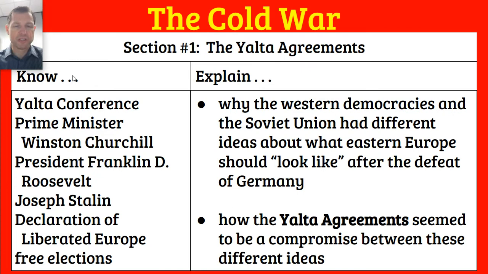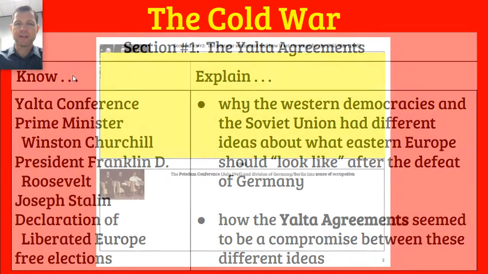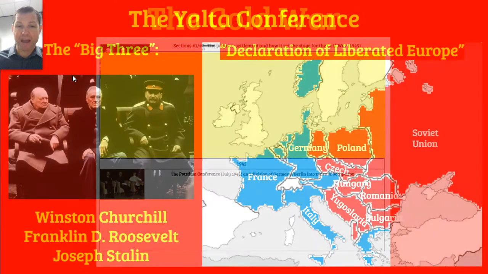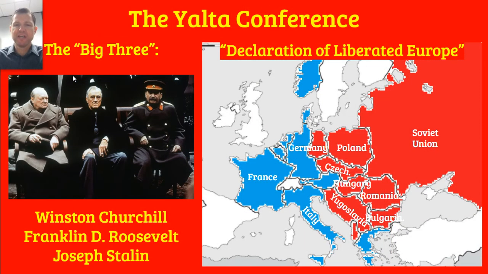So you're going to learn about the Yalta Conference. We'll reintroduce you to Prime Minister Winston Churchill, President Franklin D. Roosevelt, and Joseph Stalin, and discuss their declaration of liberated Europe and the free elections that declaration promised. So we're going to start at the top of page 5. And as we do that, you may want to page through to the big map that's in your packet, because at the beginning here, we're going to talk a little bit about this map and why I have it drawn up this way.